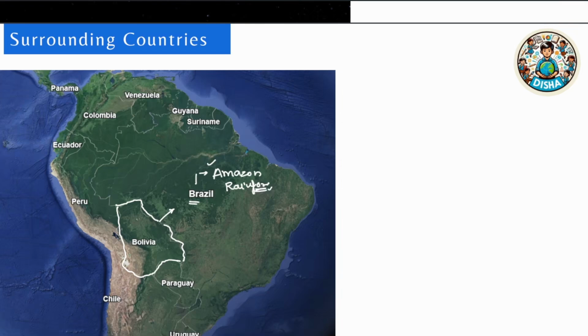Furthermore, we see Peru, Chile, and there are the Andes mountains here. One of the very long borders. However, we must remember that the longest border between two countries in the world is between USA and Canada, and not between Argentina and Chile.